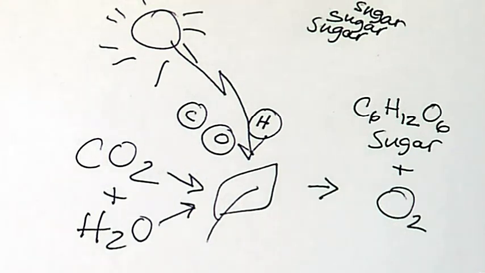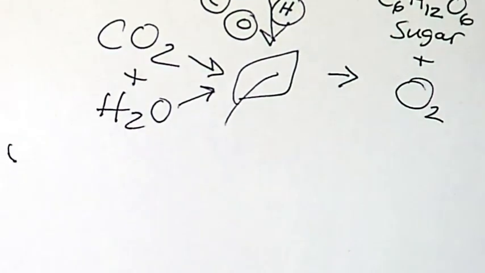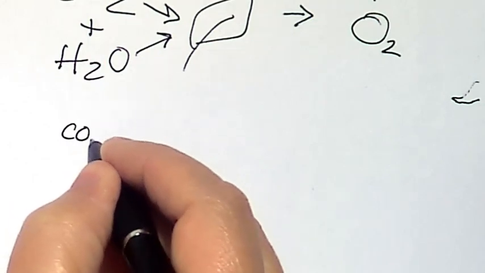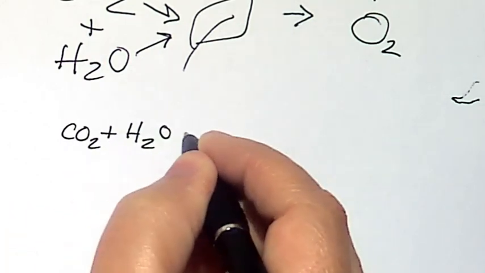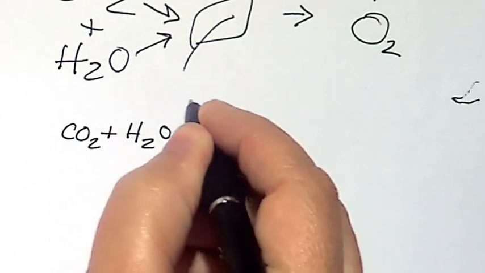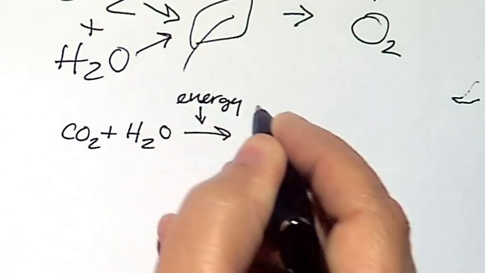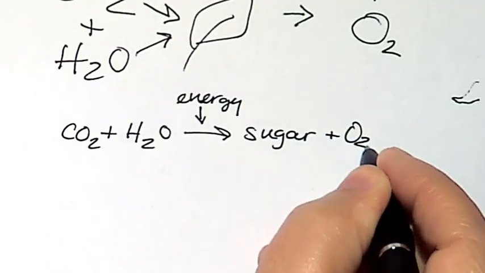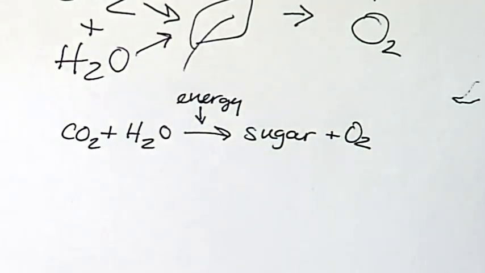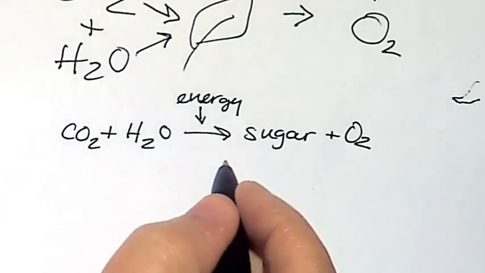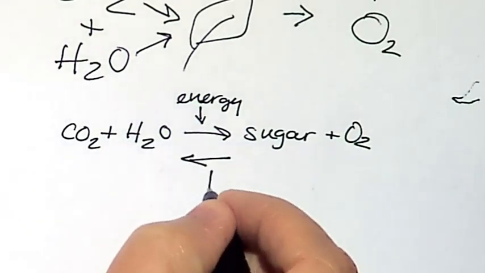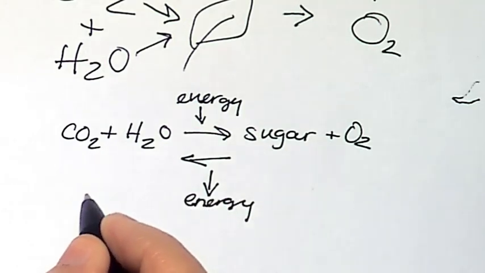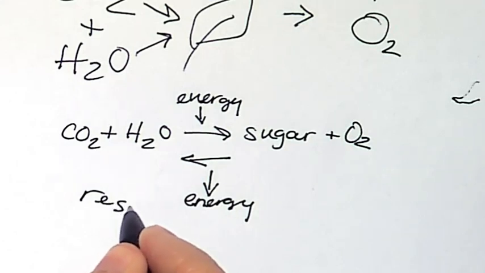That happens by running this equation backwards. So we have CO2 plus H2O. We've got some energy added in. We have sugar plus oxygen. That's photosynthesis. If we run the equation backwards, we get energy out. This is respiration, cellular respiration.